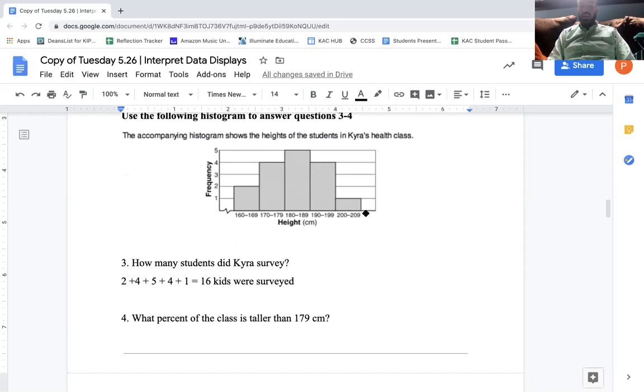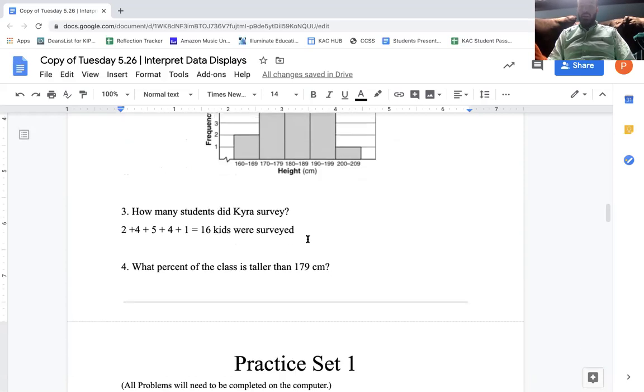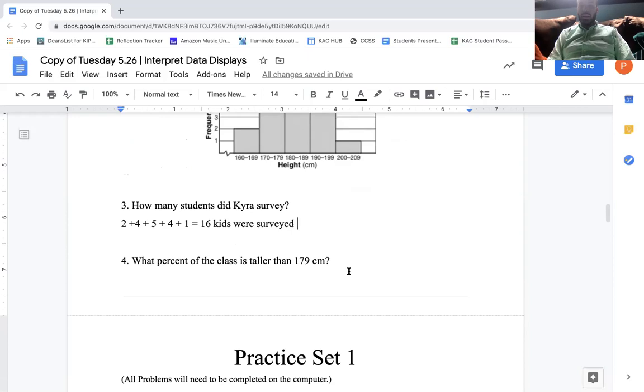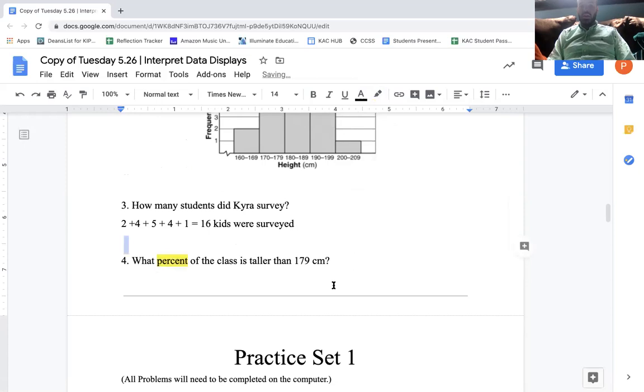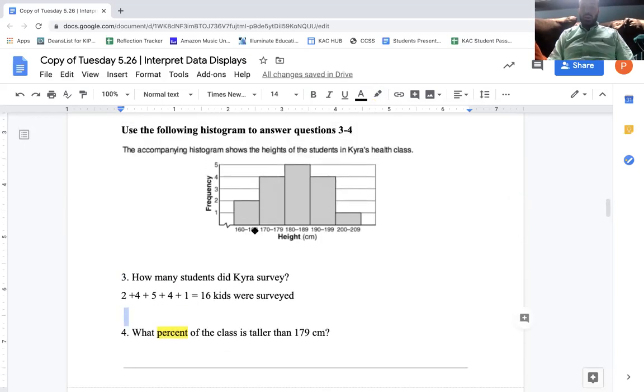We're not actually using these numbers, we're asking how many are in each group. What percent of the class, oh, I see that word percent again. What percent of the class is taller than 179? So these guys are not taller than 179. These guys are not taller than 179. These guys, and these guys are all taller than 179 because starting in this one, they're at least 180. So 5 kids plus 4 kids plus 1 kid gives me a total of 10 kids.